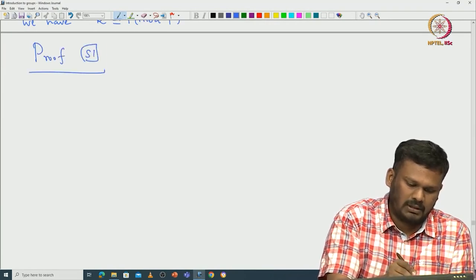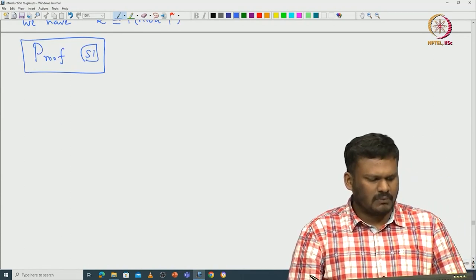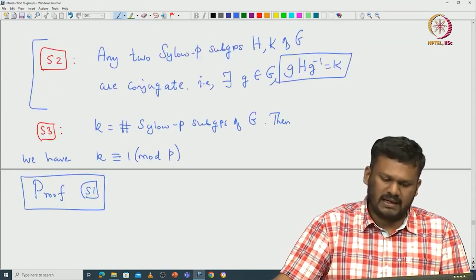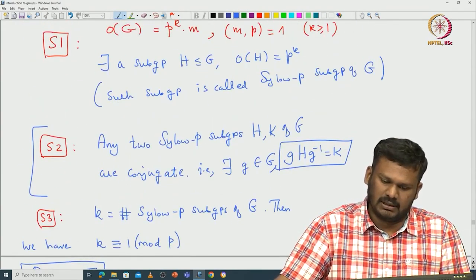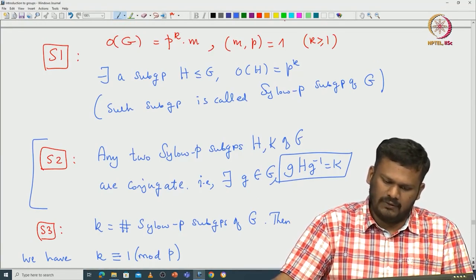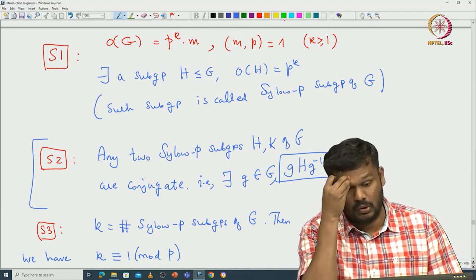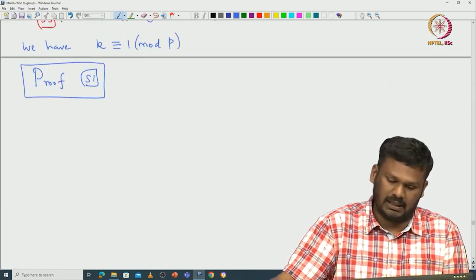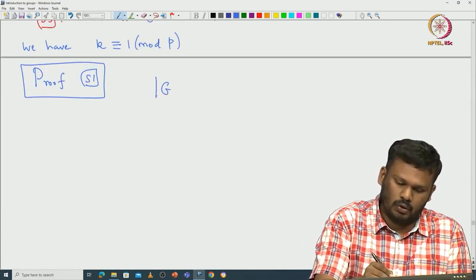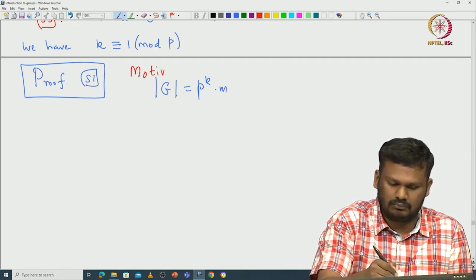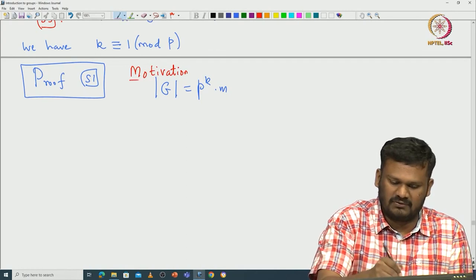To prove this, let us first look at some Sylow p subgroup. One can assume the existence and then try to see how one can prove such a statement. If you look at this group G, it has order p power k times m. So the order of the group is p power k times m. This is just some motivation for the proof.